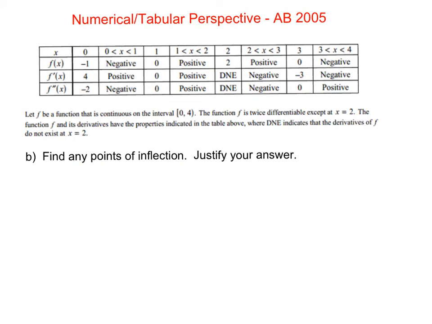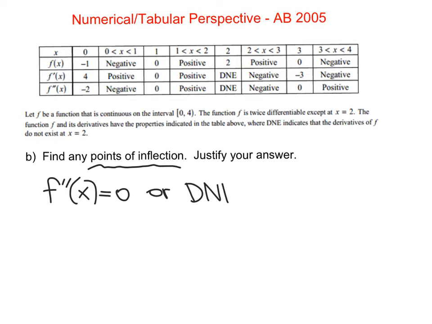Now part B is we're going to be looking for points of inflection. Well, we know points of inflection occur, remember, we always look at the second derivative, when the second derivative is equal to 0 or D and E, and then it must change signs. So this time I'm going to look at the second derivative row, and we can see the second derivative is 0 when x equals 1, so we'll investigate that. And then the second derivative does not exist at x equals 2. And we can also see the second derivative is equal to 0 at x equals 3.